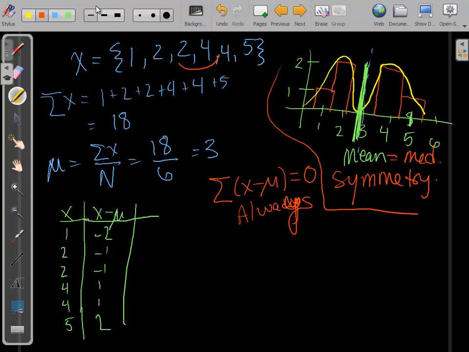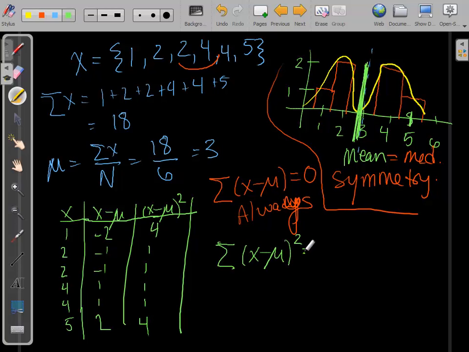Okay, so that means we need to look at the squares of each deviation. The reason for that is when you square a number, it's always positive, and when you square root a number, it's again always positive. So we look at negative 2 squared, which is 4, 1, 1, 1, 1, 4. Now when we look at the sum of the squares, the squared deviations, we get 4 plus 1 plus 1 plus 1 plus 1 plus 4. So that's 8, 9, 10, 11, 12. Okay, not 0, which is really good.